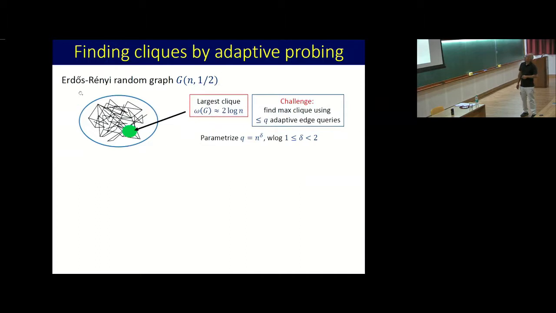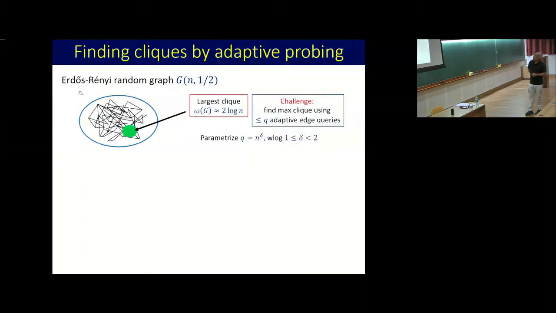In the talk, most of the slides take Q to be n, or order n, a linear number of queries. But in our paper, we look at n to the delta for delta at least 1 and strictly less than 2. Why strictly less than 2? Because if I allow delta equal to 2, that's n squared. You can query all possible edges, and since I don't forbid you from computing anything, you can find a clique.